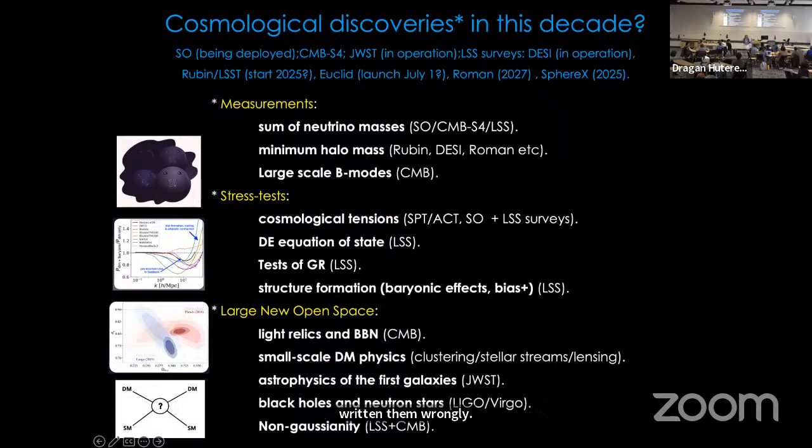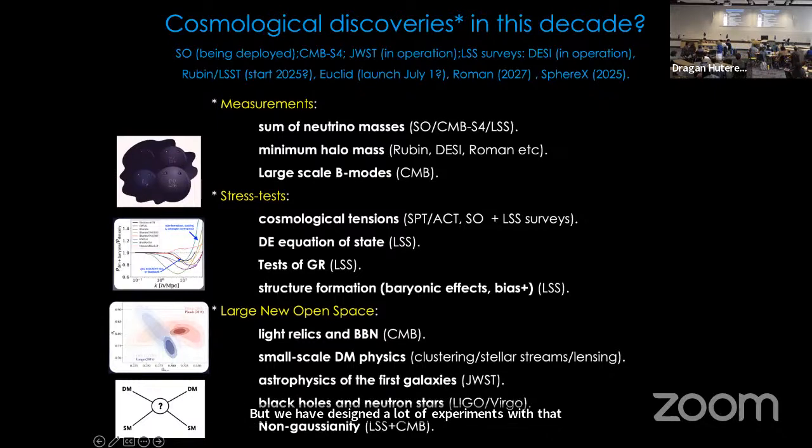But one of the things that we know we will measure in the coming decade, we're really going after it, and we're designing our experiments to do it, is the sum of the neutrino masses. This is something that we have very little hope that we will do from lab experiments. And this is what the particle community is looking towards the cosmologists to do. We just need to convince them that our measurements are robust, and that's going to be the tough task. But we have designed a lot of experiments with that purpose in mind.